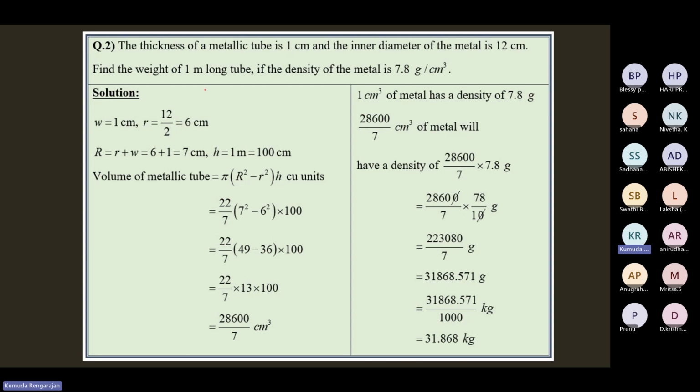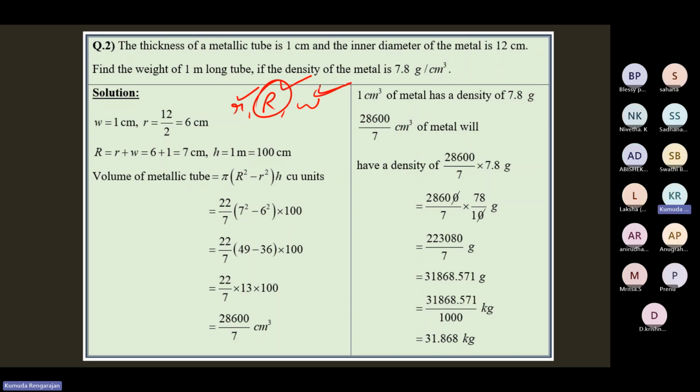So this question is about a cylinder, a hollow cylinder, whose wall is thick. So we'll have two values for radius. Inner radius, outer radius, small r, capital R. So we have small r, capital R, and W. Given any two, you can find the third one. Supposing you're given the small r and W, you can find capital R. Supposing you're given capital R and W, you can find small r.